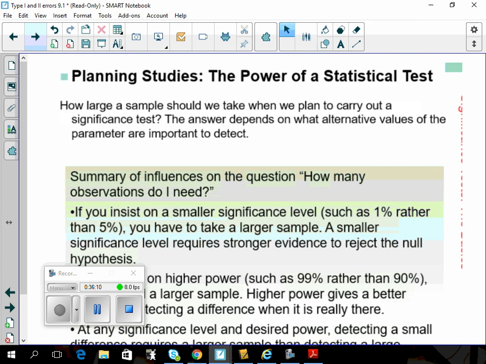How large of a sample must we take to be able to minimize the errors is basically what this is saying, okay?